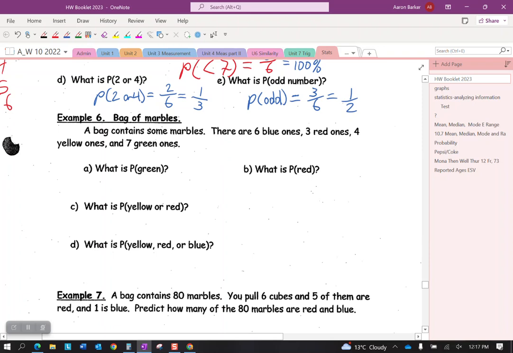Now you have a bag of marbles. This is another classic one, the marbles. Okay, so we have 6 blue, 3 red, 4 yellow, 7 green. What's the probability of green?